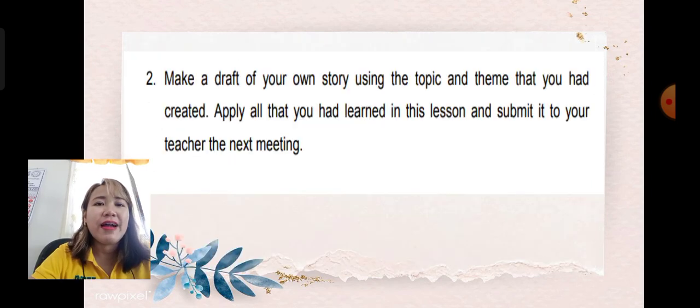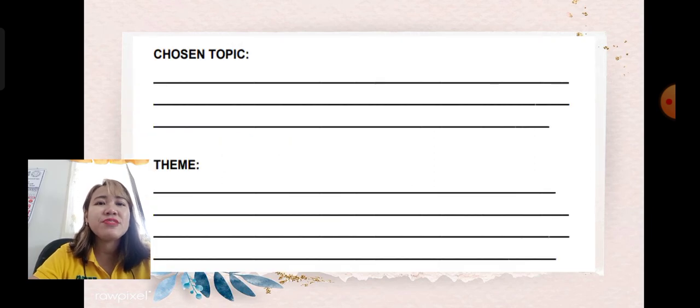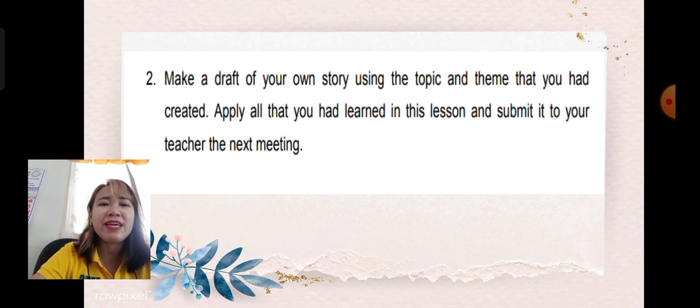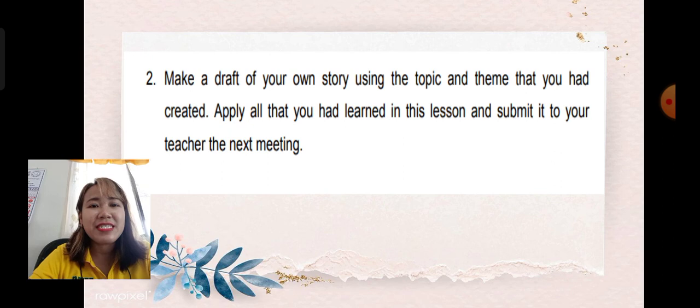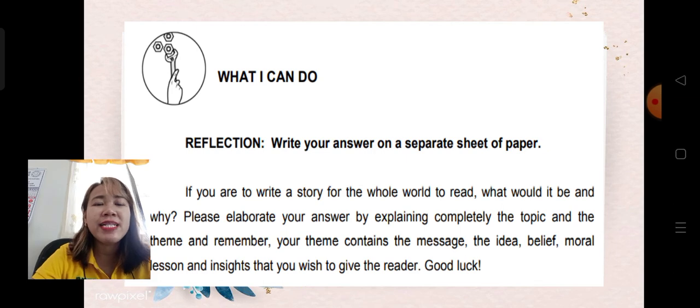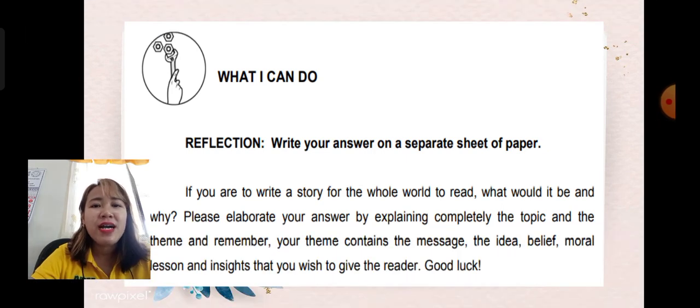And after that, after you having chosen topic and then what is the theme, so make a draft of your own story using the topic and theme that you had created. So apply all that you have learned in this lesson and submit it to your teacher the next meeting. So, yan. So, meron akong rubric dito on how you will create your theme. So, very simple lamang.